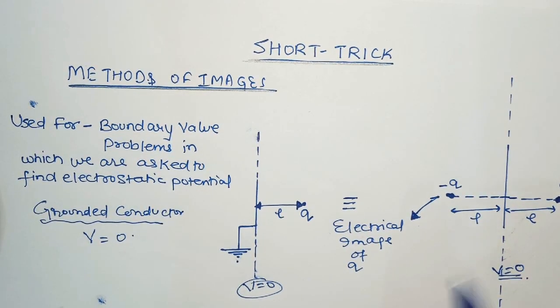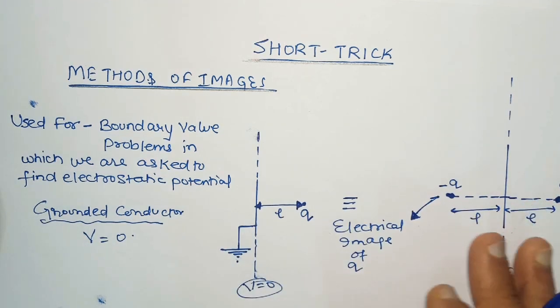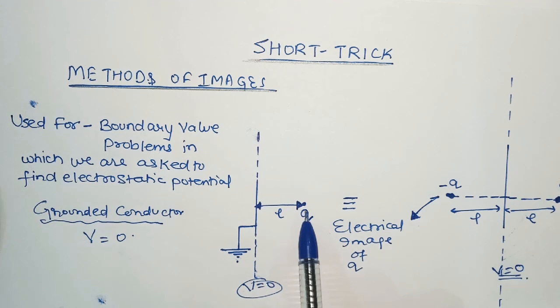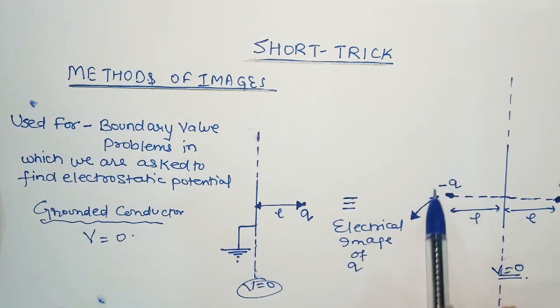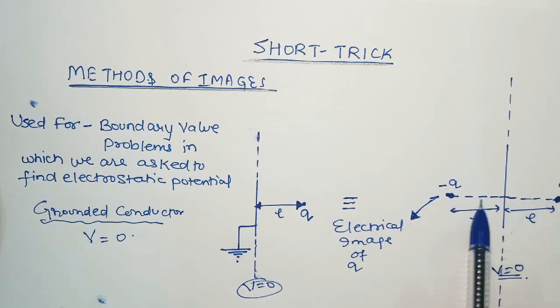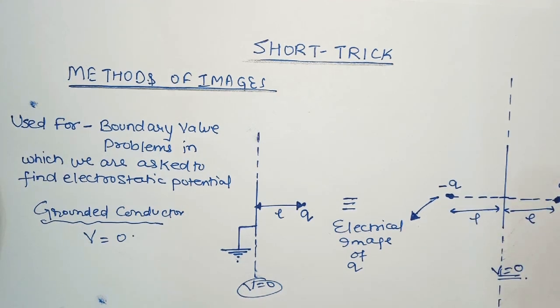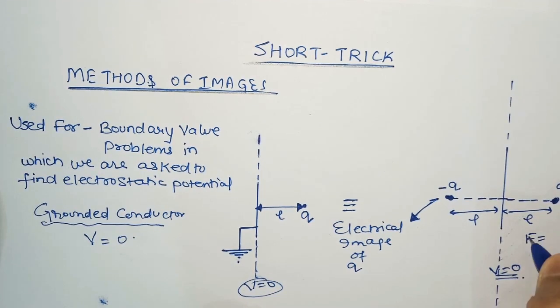So we redraw this situation. This is the redrawn situation in which we replace the conductor and introduce an image charge of minus q. Now the force between these two charges is the electrostatic force. Now this makes the question very easy. As we know the formula of electrostatic force, we can directly solve this type of question.